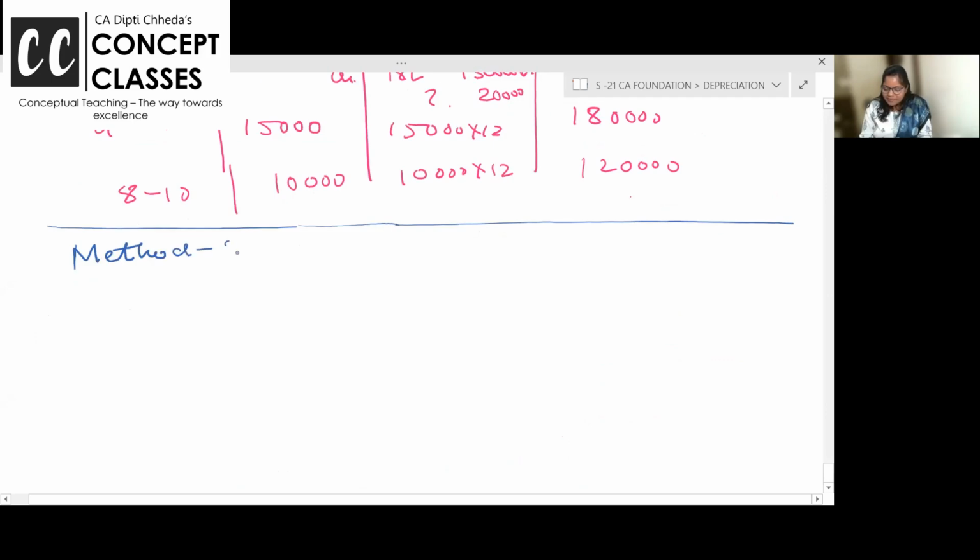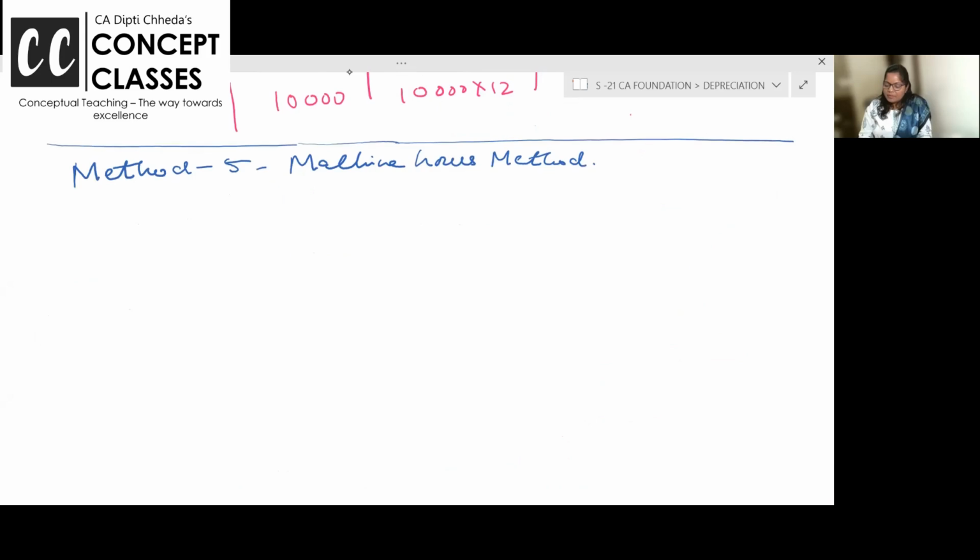Method 5 is the machine hours method. What is the problem number we are doing right now? 12. Okay. Write it in the 12th problem.